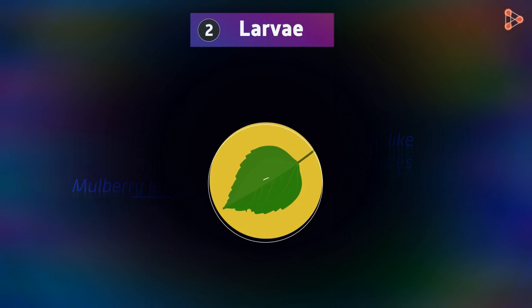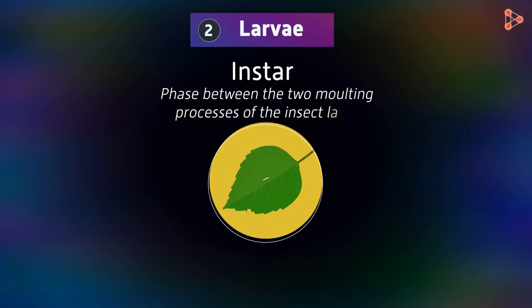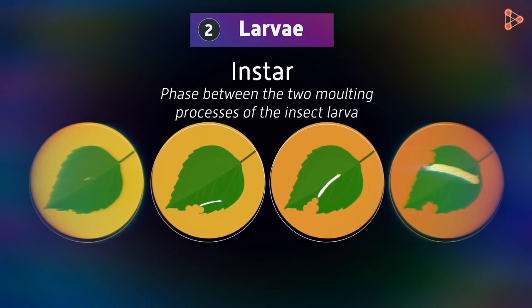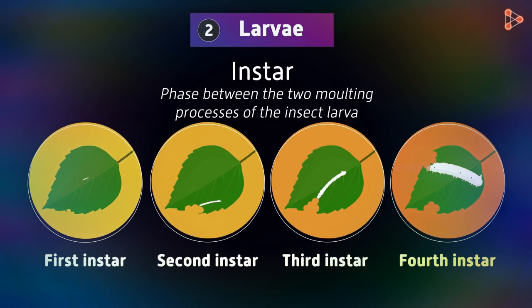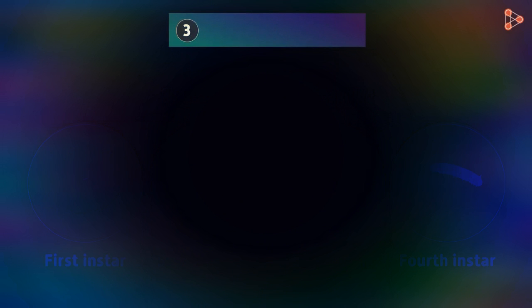The growth stages of these larvae are also given a scientific name. The stages are called instar. In literal terms, instar means the phase between the two molting processes of the insect larva. So in this case, we can say the larvae grow into first instar, second instar, third instar and so on till they feed themselves enough. Once the larvae are content with the amount of food consumed, that is the leaves, they enter the next stage.